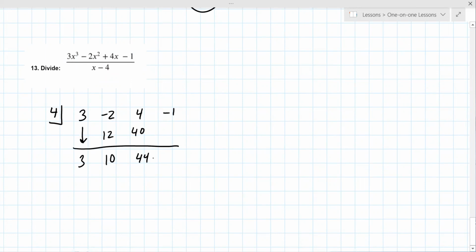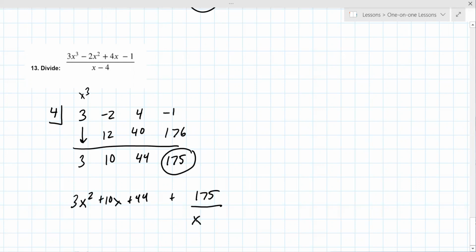Wow, this is getting big. 44 times 4 is 176. So this last number here is your remainder. All right. And this was an x cubed, but it goes down by 1 degree. So it's 3x squared plus 10x plus 44 plus 175 over x minus 4.